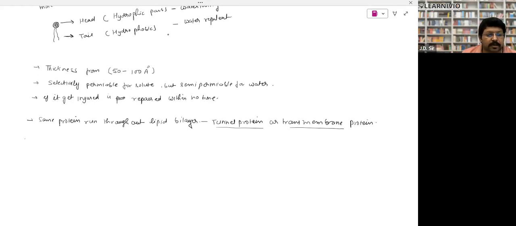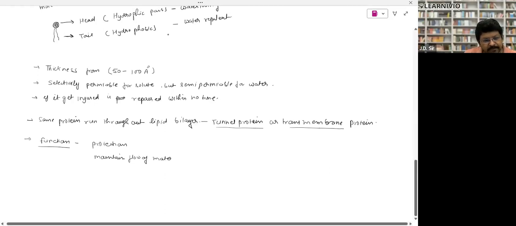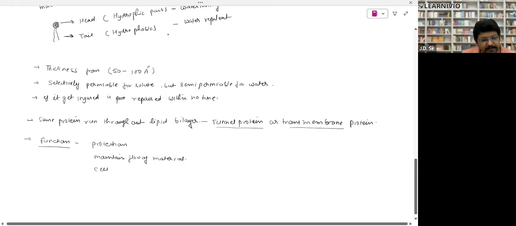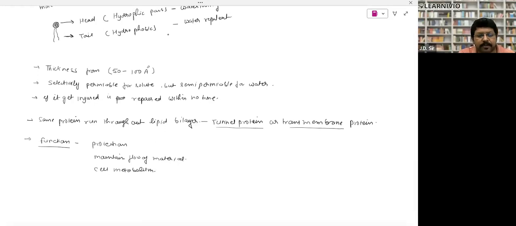Next point. The function of the plasma membrane is protection, maintaining flow of material, and helping in cell metabolism, right? So this was all about the plasma membrane or cell membrane, right? Come to the next one.